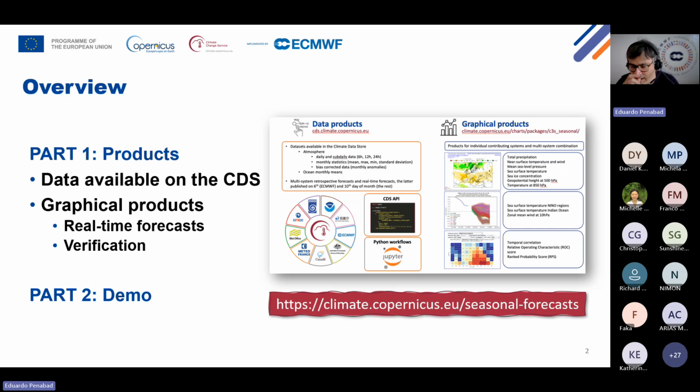So every time that you see one of these wobbly boxes with a URL link, this is the main one that takes you to the C3S web page, and specifically to the section about seasonal forecast, where you have links to both areas, to the climate data store with the data and to the graphical products. But we will see that in more detail later. So let's start with the products.